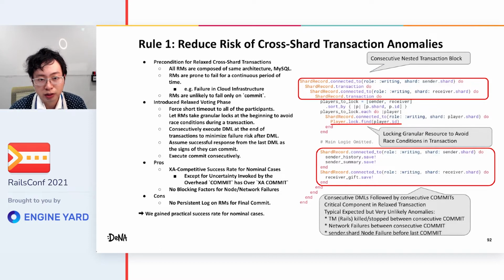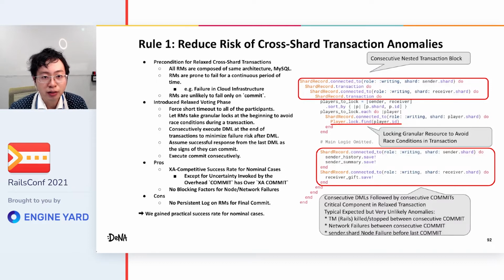The main business logic is omitted in this example. Finally, toward the end of the transaction block, there are consecutive save methods. This code is the critical component in relaxed transaction. The Ruby code invokes consecutive update queries followed by consecutive commit queries, which minimizes the time and uncertainty of a transaction manager and resource managers.